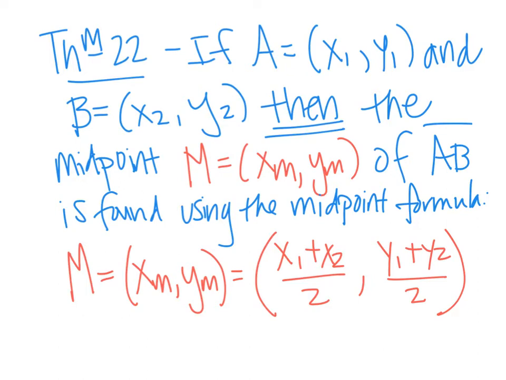We take the average of the x1 with the x2. Same thing for the y's: we do our y1 and our y2. And it's an average. That's why you see this 2 underneath. We're averaging them. We're adding them up and dividing by how many there are.